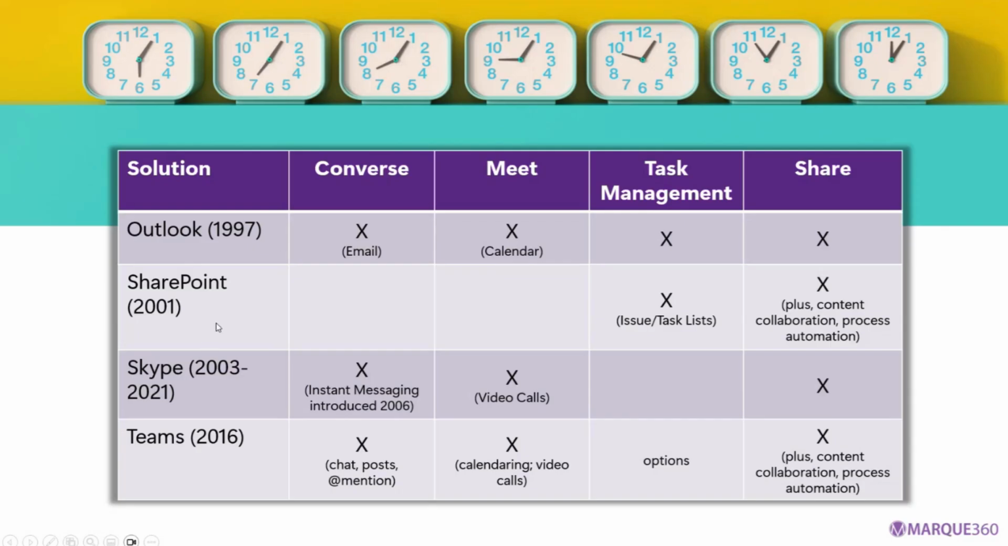SharePoint came about in 2001. And when it did, it was first basically a file management solution or a content management solution. But there was also the ability to manage lists. They had issue lists, they had task lists, and then the idea that we could actually start automating some processes with workflow.